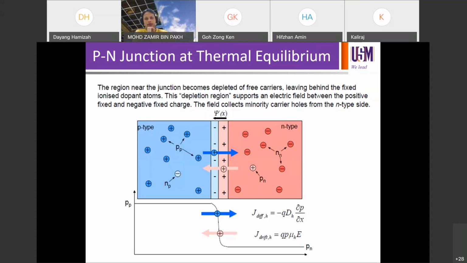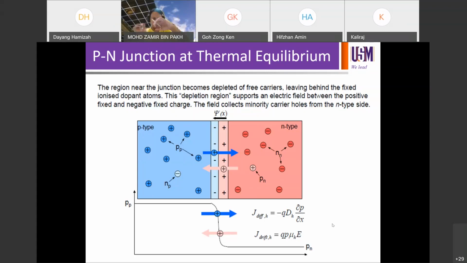So we're going to have a diffusion of holes from the blue region into the red region because of the presence of the concentration gradient, right? So we have high concentration of holes in the P-type region and low concentration of holes in the N-type region. Therefore, we're going to have diffusion. At the same time, we're going to have a drift component of holes as well, where the minority carrier, which is the hole, in the N-type on the right-hand side in the red region is going to be withdrawn.